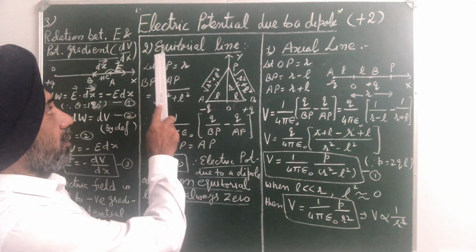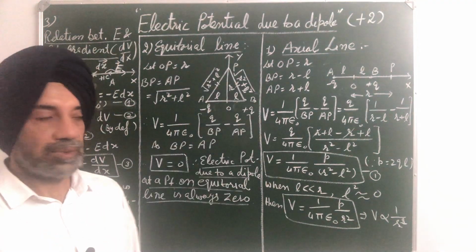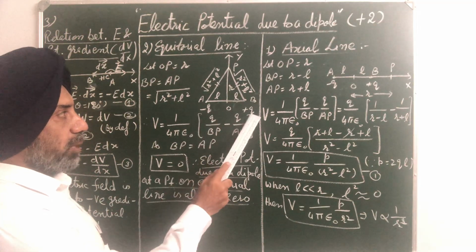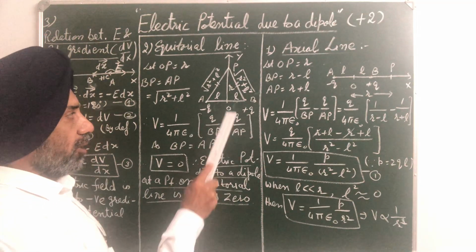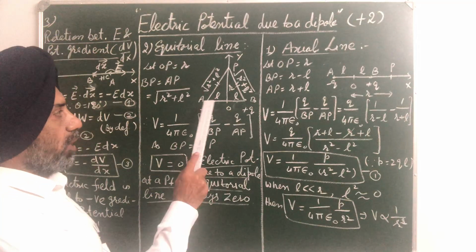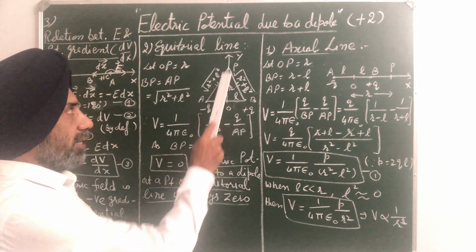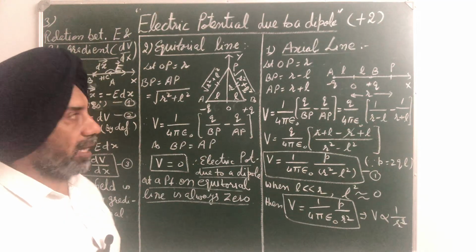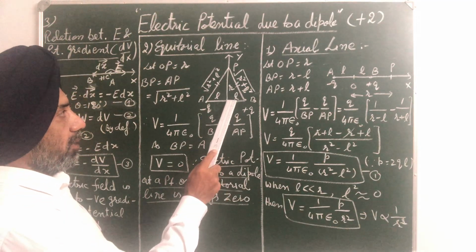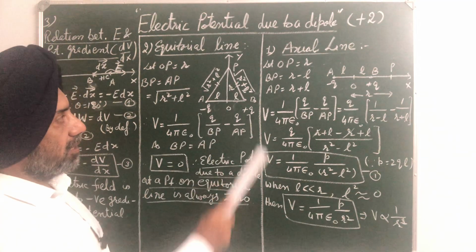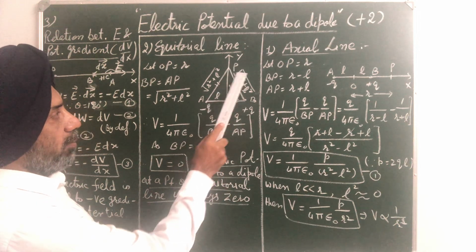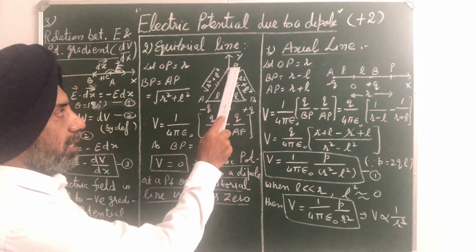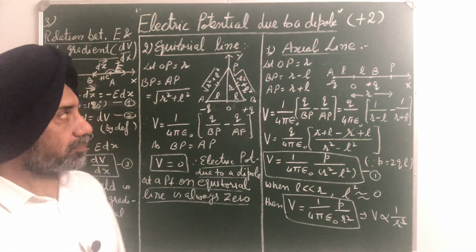Next, the equatorial line. Suppose again we have a dipole AB having charges minus Q and plus Q at A and B respectively. O is the center of the dipole, 2L is the length of the dipole, OY is the equatorial line, that is, the perpendicular bisector of the dipole. Let OP be equal to R, then BP is equal to AP, which is equal to root of R square plus L square. That is, in this case BP is equal to AP.